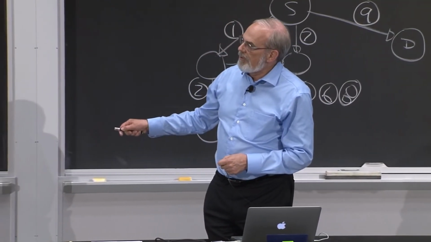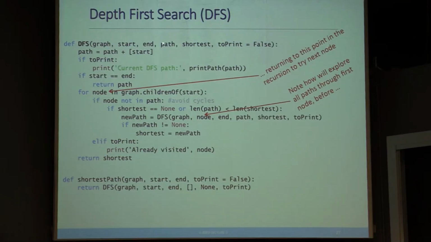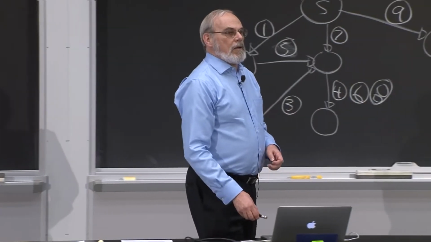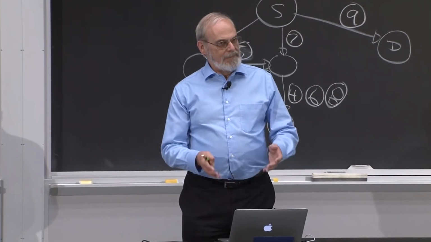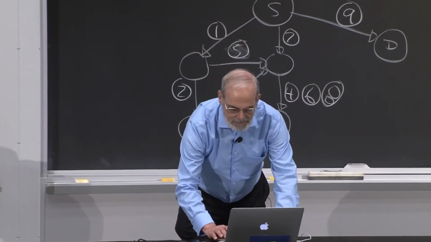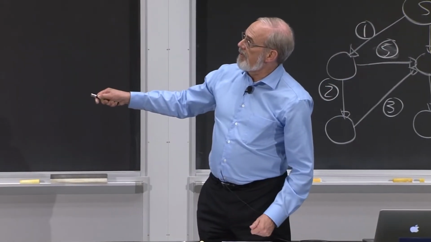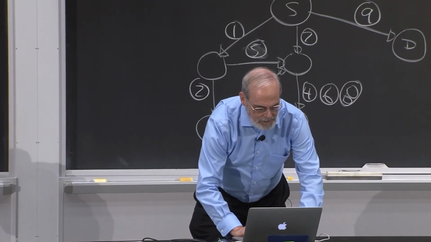The piece down here just sets this up, calling it with an initial empty list for path and no solution for shortest. So it's just a nice way of putting a wrap around it that gets things started up. This may look a little funky. It may look a little bit twisted. So let's see if it actually does what we'd expect it to. To do that, I'm going to build a little test function. I'm going to build that city graph, call shortest path, and print it out. I'd like to see, is there a way to get from Boston to Chicago?